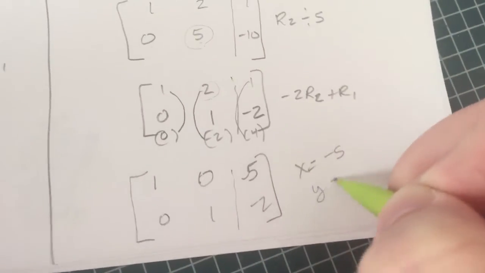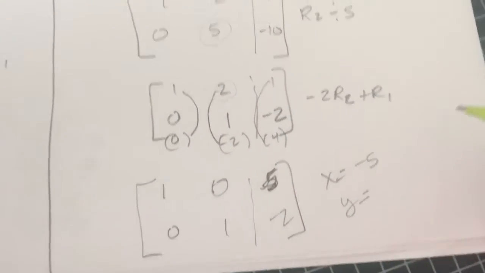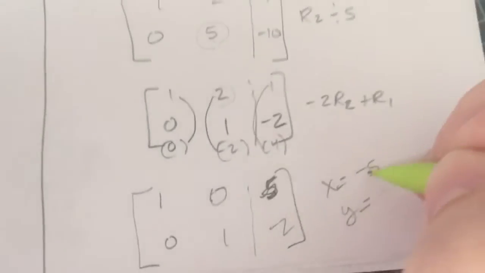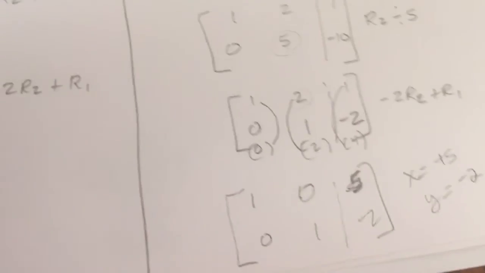So x equals negative 5, or I think it's just a 5, that was kind of messy because my paper moved on me. And y equals negative 2. All right, on to the next problem in the next video, which is a 3x3.